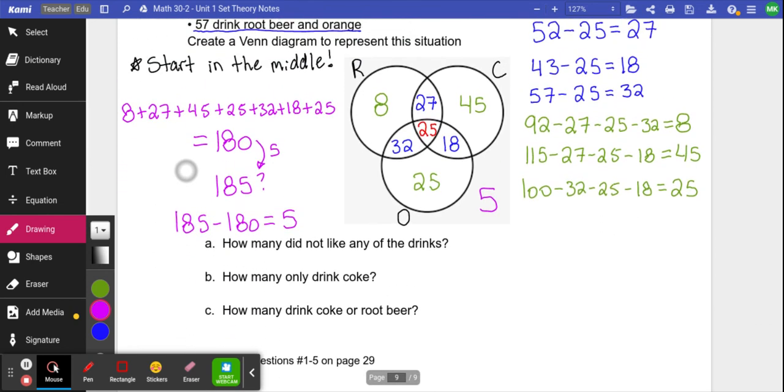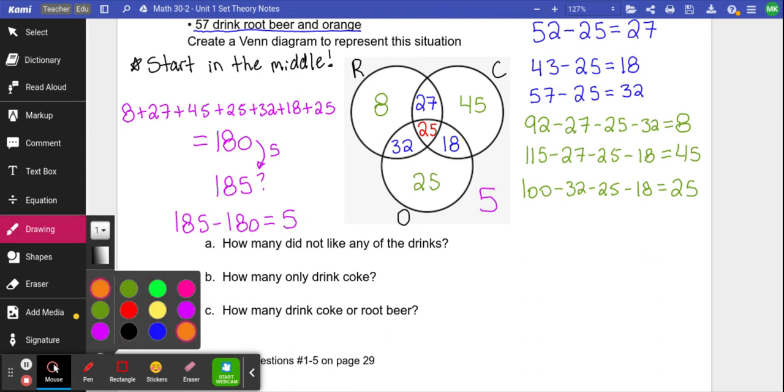Wonderful. Let's just do 3 quick questions. Question number 1, how many people do not like any of the drinks? We already answered that. There's 5 people who do not like any of the drinks. Question B, how many people only drink Coke? That means you're in the Coke circle but no other circle. These 45 people are inside of the Coca-Cola circle but not in the others.